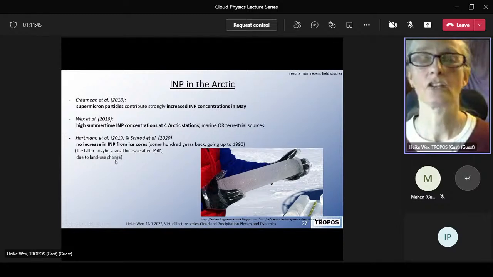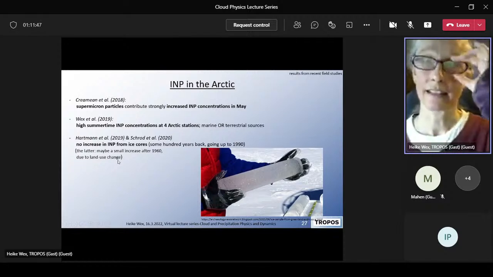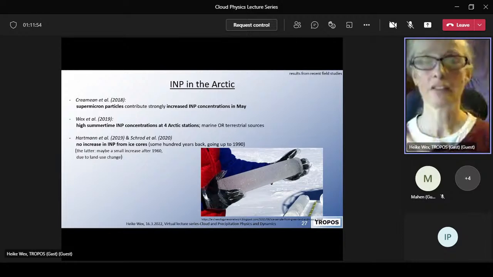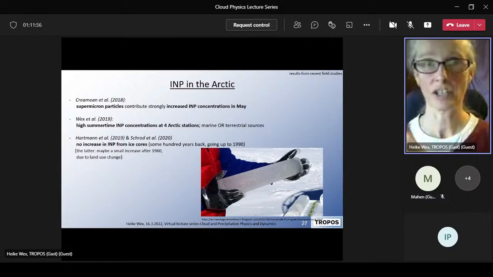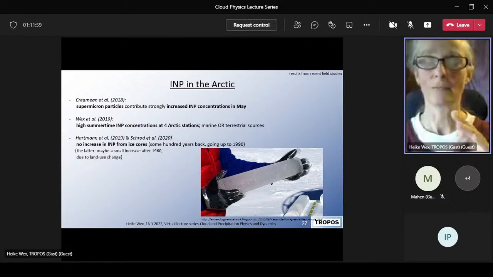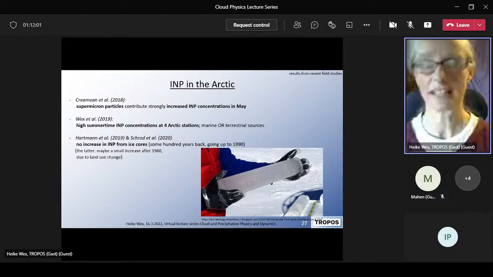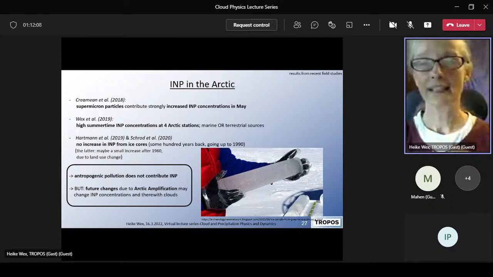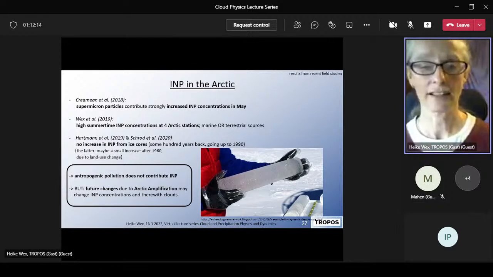I should mention that maybe there's a small increase after 1960 due to land use change. But we do know that there's Arctic haze in the Arctic, that is anthropogenic pollution, summing up more and more during the winter. So right now, the concentrations of Arctic haze, anthropogenic pollution, should be at their highest. And when then everything starts to melt, precipitation sets in and washes that out. So that kind of indicates that we have these high summertime concentrations that are against the cycle of Arctic haze. We have no increase over the centuries. So again, one indication that anthropogenic pollution did not contribute INP in the Arctic.